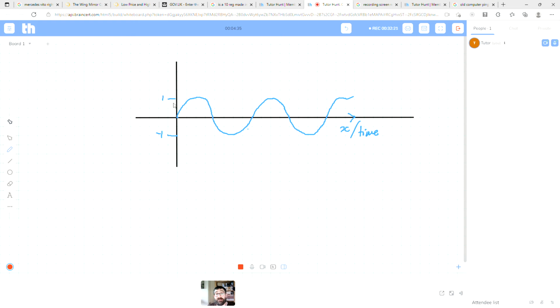And it doesn't go above 1 or -1. We can do things to the function to change it, and we will very shortly. Let's call that f of x equals sine x, where x in some ways is talking about time. Now, I want to talk about the gradient.